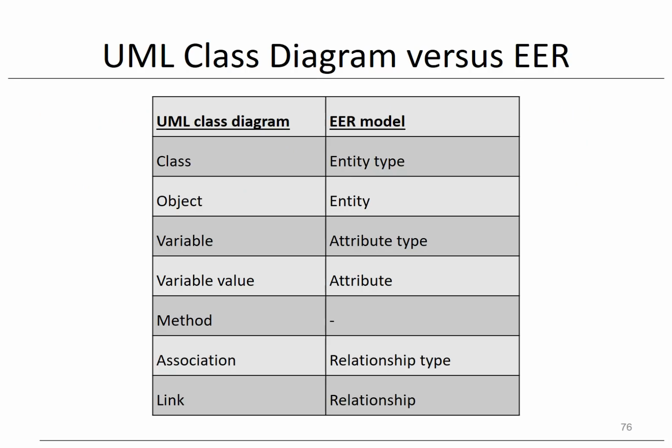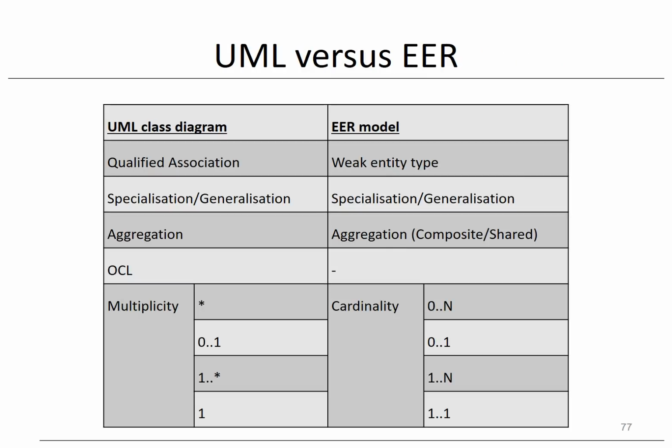This table lists the similarities between both the UML class diagram and the EER model. Here you can see the table continued. From the table, it can be seen that the UML class diagram provides a richer set of semantics for modeling than the EER model. The UML class diagram can define methods which are not supported in the EER model. Complex integrity constraints can be modeled using OCL, which is also not available in the EER model.